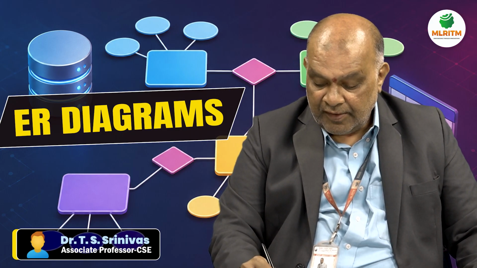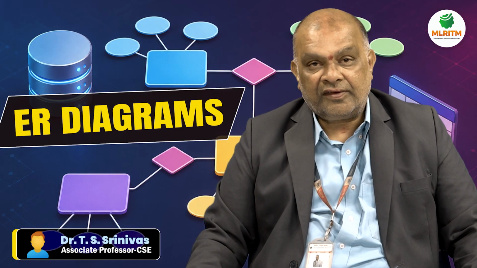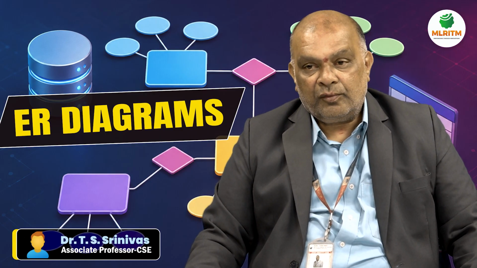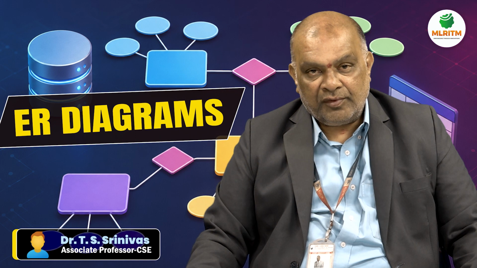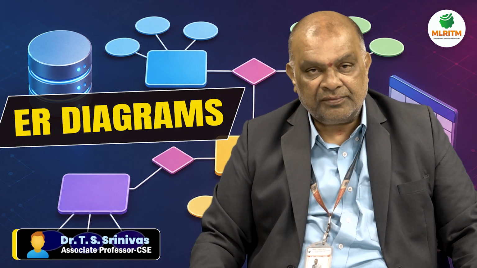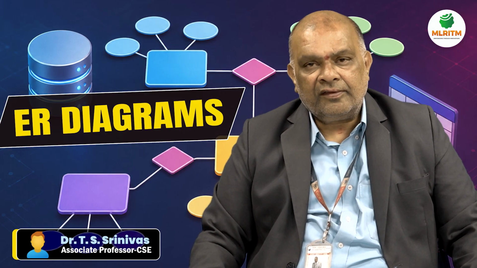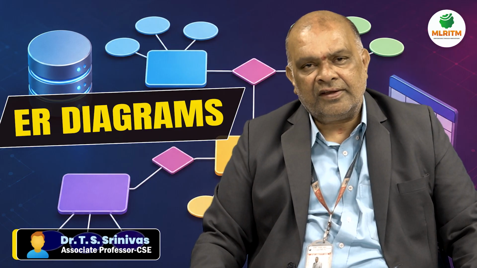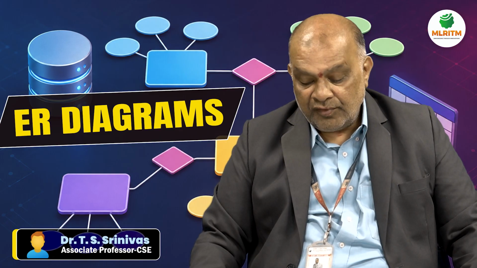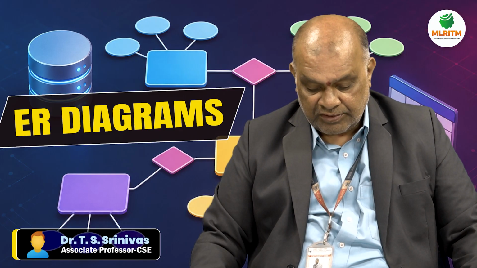ER diagram stands for E stands for entity, R stands for relationship. So what is an entity? What are the attributes? What are the different types of relationships between entities and entities, and between entities and attributes?